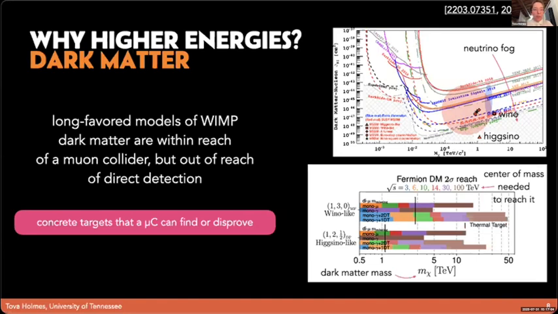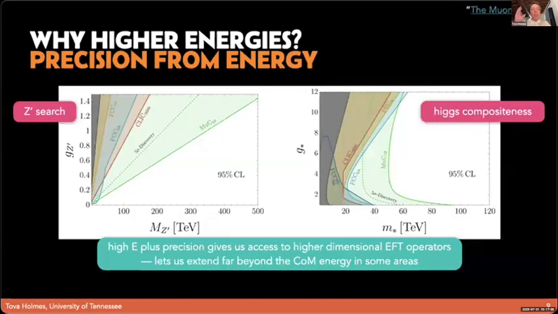pretty definitively. Meanwhile, we also have this beautiful combination of precision from our lepton collider and this impressive energy reach, which can be combined in EFT frameworks to give us access to higher dimensional operators. And that lets us extend far beyond the center of mass energy in some areas. So here you can see examples of a Z prime search and Higgs compositeness that show that a 10 TeV muon collider can really beat out any other machine that's on the market.